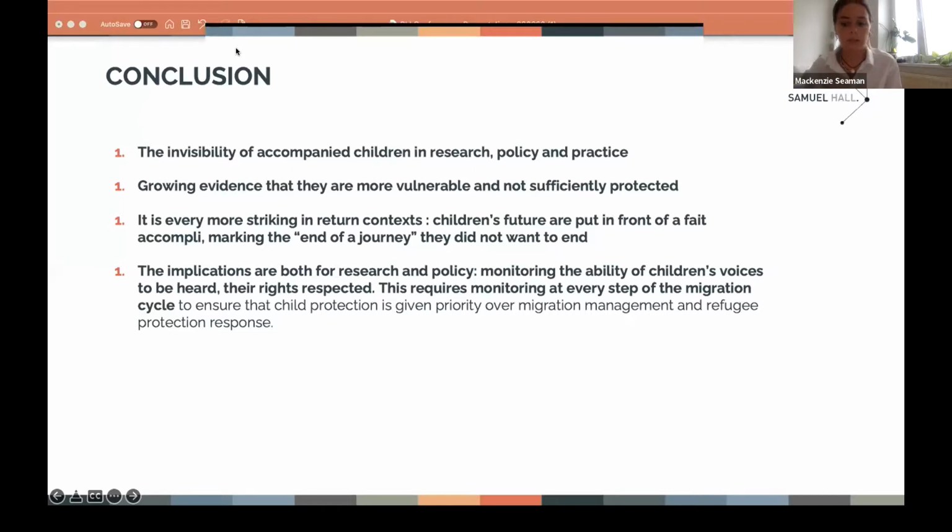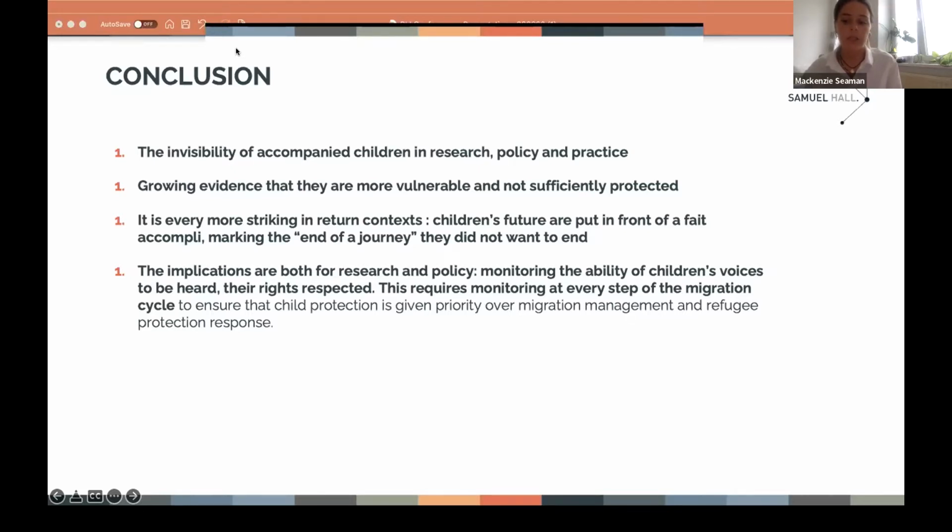And this is more detrimental given there's a growing evidence base that accompanied migrants may be in some ways, in very specific ways, actually more vulnerable than unaccompanied migrants, both because of their accompanied status, because of the lack of programmatic treatment and policy specificity which they encounter in their context, and because they are more likely to be younger than unaccompanied migrants. The invisibility and vulnerability of accompanied migrants is even more striking, as Nasim said, in return context, which put these children in front of a fait accompli, supposedly marking the end of a journey that they did not want to end.